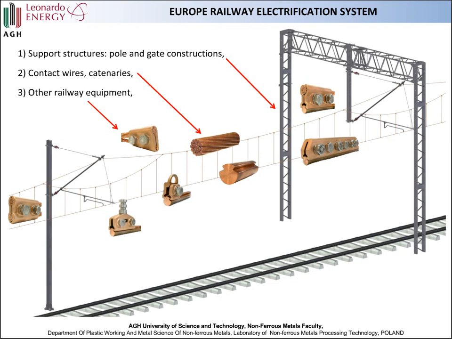We also have catenary and contact wires, which are shown on the slide. Both were historically made from pure copper, but nowadays they are made from low-alloyed copper alloys, which are more and more popular. As for overhead traction equipment, these elements were historically made most often from aluminum bronzes and brasses, but nowadays new materials are also being developed to increase the electrical conductivity and mechanical properties of those elements.